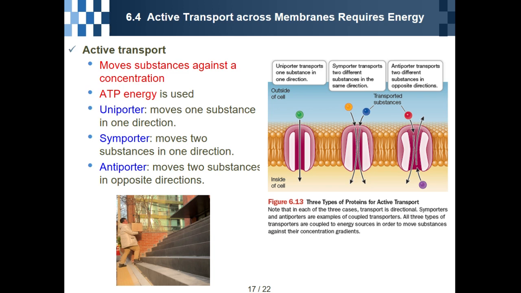There are three kinds of transport: uniporter, symporter, and antiporter. For example, a uniporter moves one substance in one direction. A symporter moves two substances in one direction. An antiporter means that one substance moves in this orientation, but the other one moves in the opposite direction. There are three kinds of active transport. Okay?